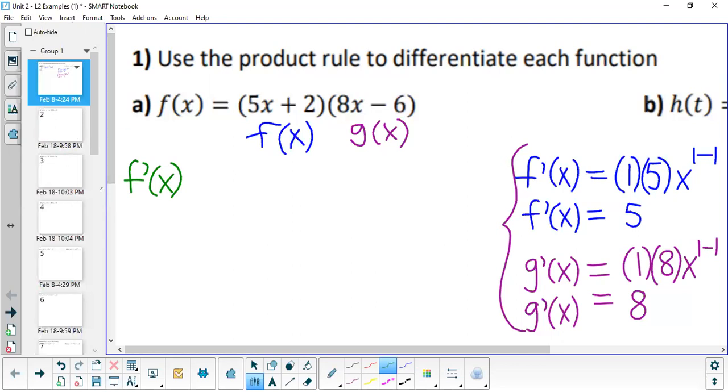F prime of x is equal to, and now we're going to apply the product rule. I'm going to, in a different lesson, do the same thing with the quotient rule, but for today, we're just going to focus on the product rule. So I'm going to take the derivative of the first function, not writing the first function, I'm taking the derivative of the first function, and I'm going to multiply that by the original second function.